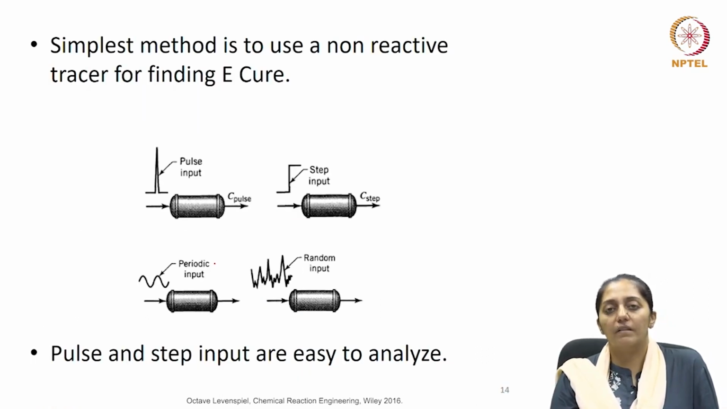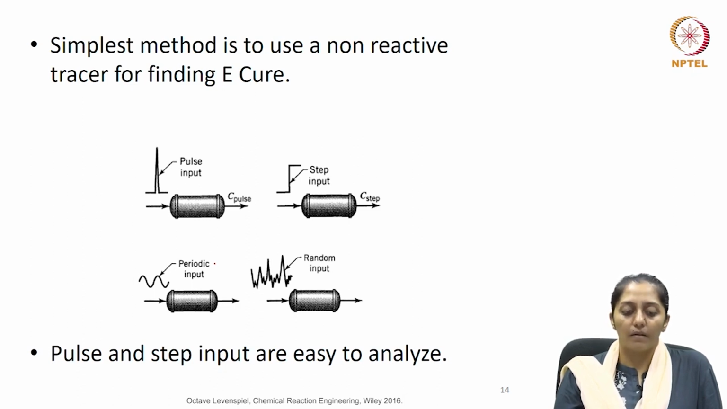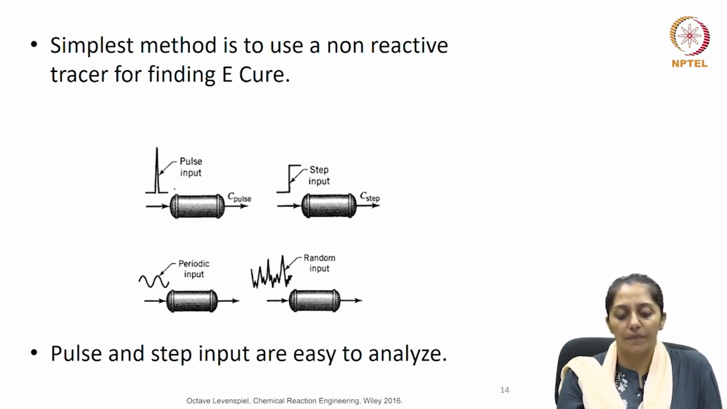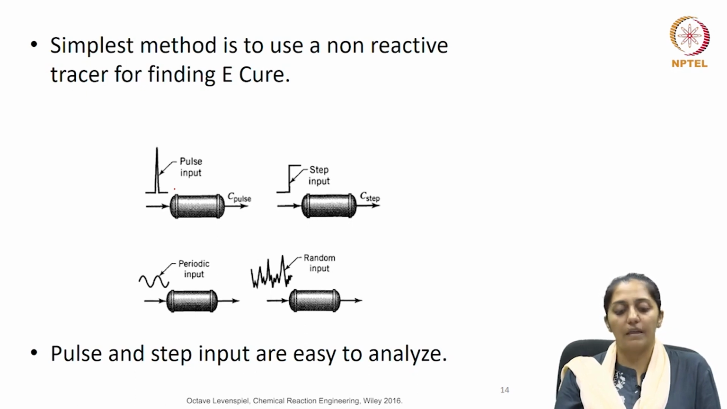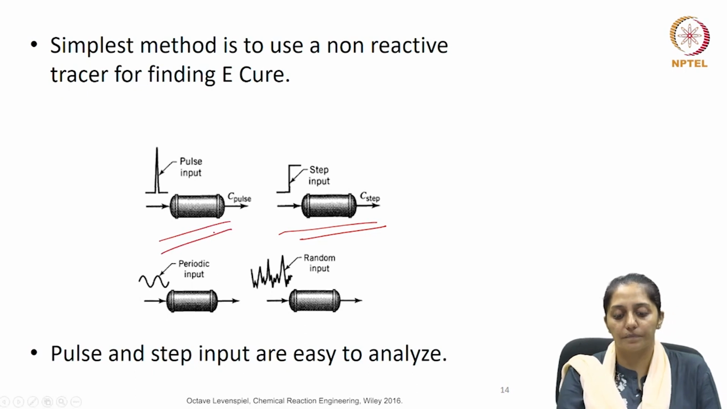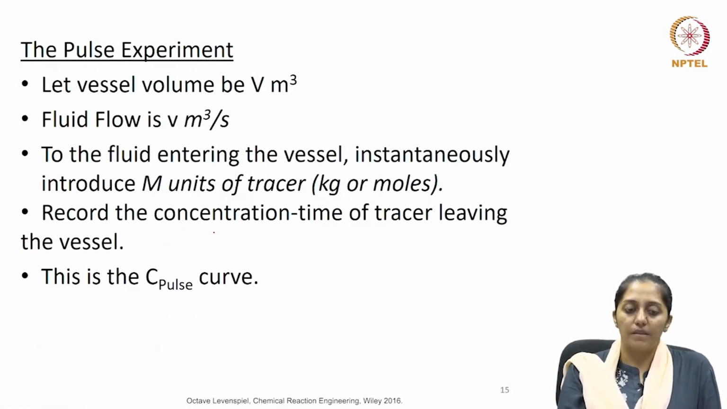The simplest method is to use a non-reactive tracer for finding the E curve. Here you can make use of a pulse input, a step input, a random input, or periodic inputs. Mostly pulse and step inputs are used because they are easy to analyze, as shown in the picture here. Let us take the pulse input first.